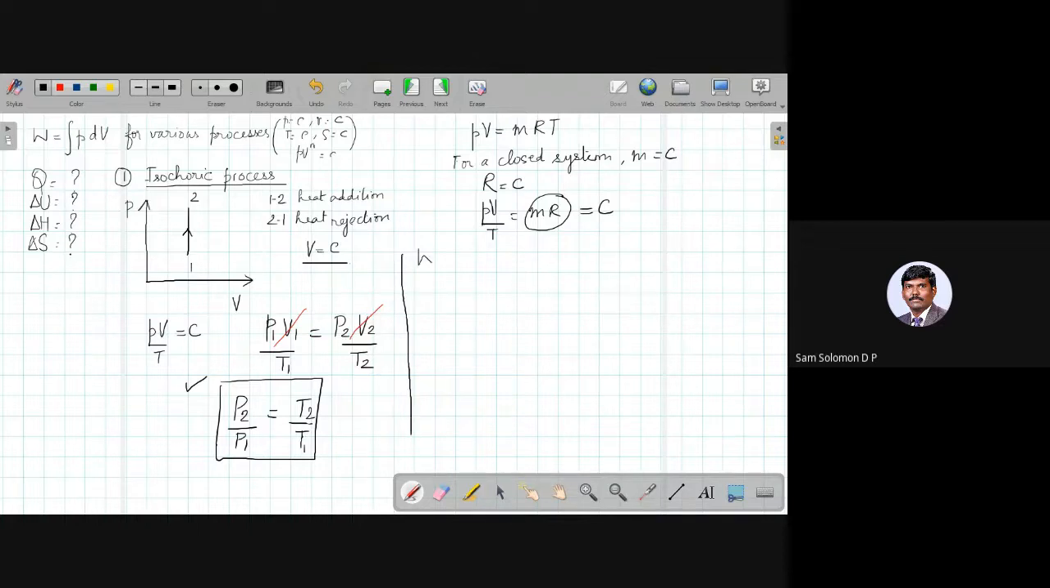Now we have already seen W equal to integral PdV, and for the constant volume process, dV is equal to 0, so work done is 0. We have already seen this. Now let's look at the change in internal energy.